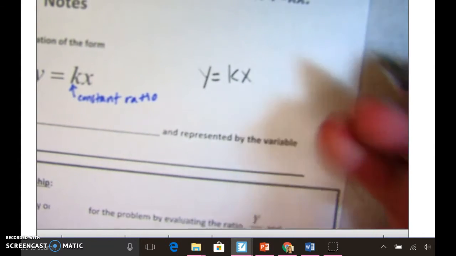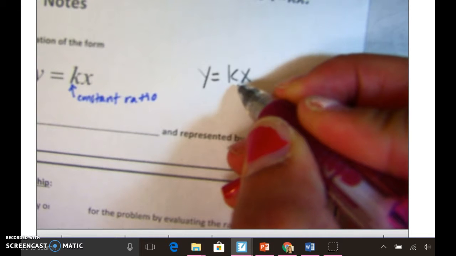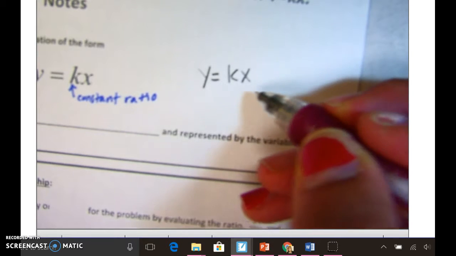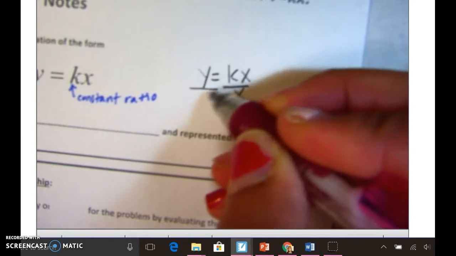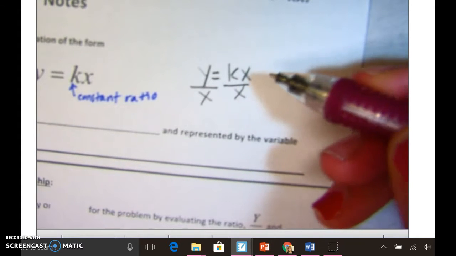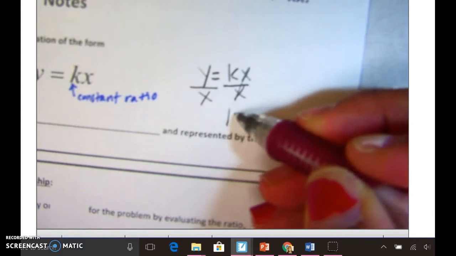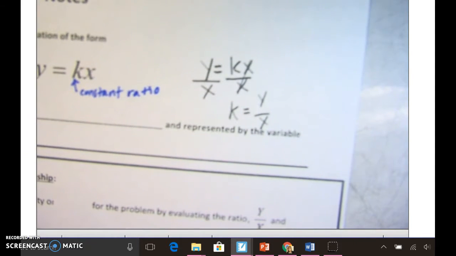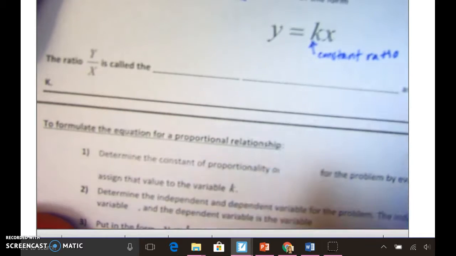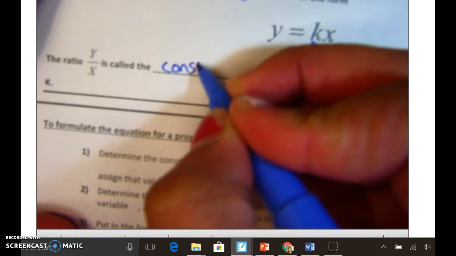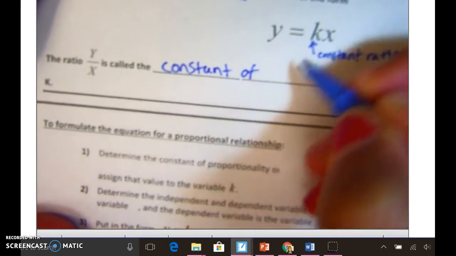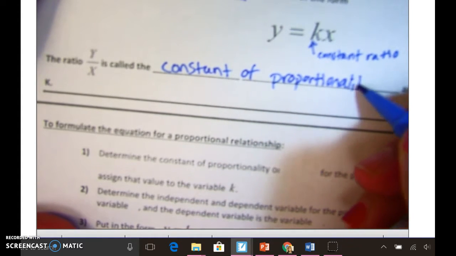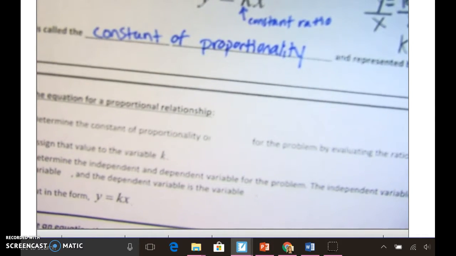So, if you think about it a different way, if you have y equals kx, how do I get k? How can I get the k by itself? Well, I'm multiplying k times x, so I could divide by x on both sides. Anything divided by itself is 1. So k, the constant, is the ratio between y and x. The ratio between y and x is called the constant of proportionality, and is represented by the variable k.